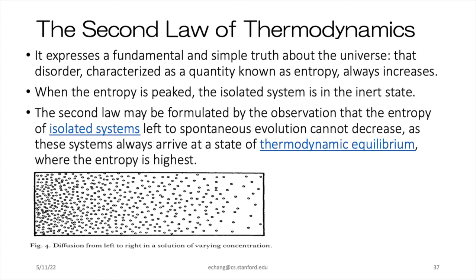The second law may be formulated by the observation that the entropy in an isolated system, left to spontaneous evolution, cannot decrease, as this system always arrives at a state of thermodynamic equilibrium, where the entropy is the highest. There are several experiments which can illustrate how this second law works. A popular one is, in a closed space, you inject some color particles, and eventually the color particles will be distributed evenly in the closed space. Or maybe you input two different kinds of air, one green, the other red, and after a period of time, those two colors will mix together.